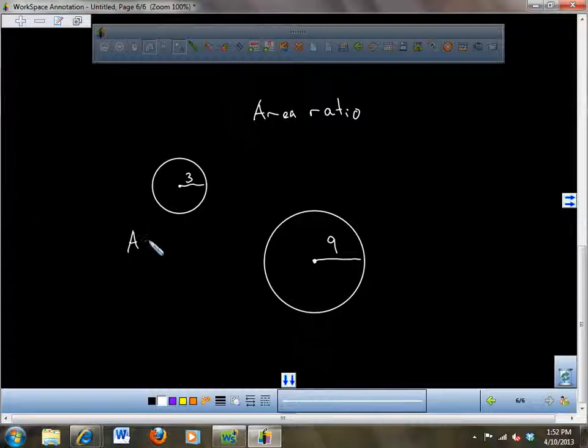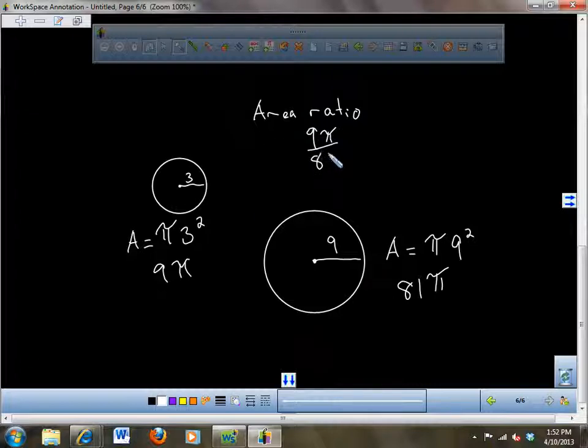So the area of this one is what? So the area of this one is pi times 3 squared. And the area of this one is pi times 9 squared, okay? Which is 9 pi, and that's 81 pi. And so the ratio of the areas is 9 pi to 81 pi, which is 1 to 9.